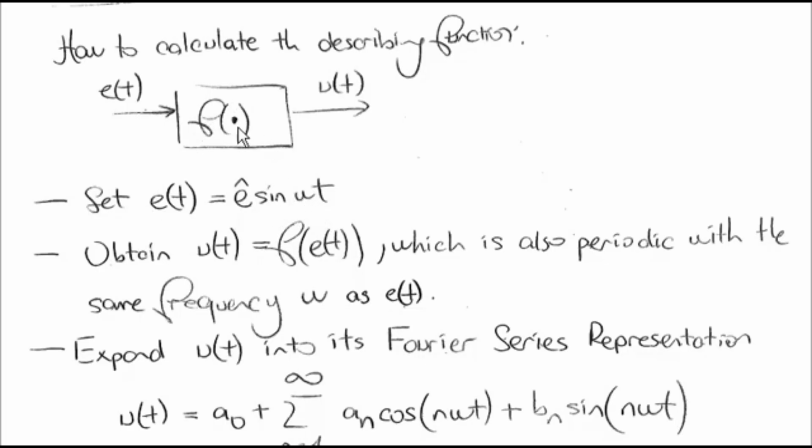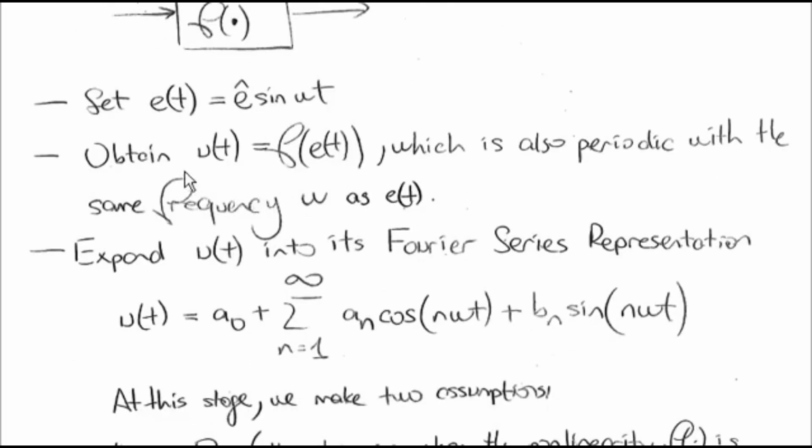Then we use the description of this nonlinearity to calculate the output corresponding to this sinusoidal input. What we know about this output is that it is going to be periodic with the same frequency omega as the input E of t. But the problem is that it is going to have more frequency content than the single frequency at the input. So it is going to be periodic, but it is not going to be purely sinusoidal like the input. It is going to have some higher order harmonics.